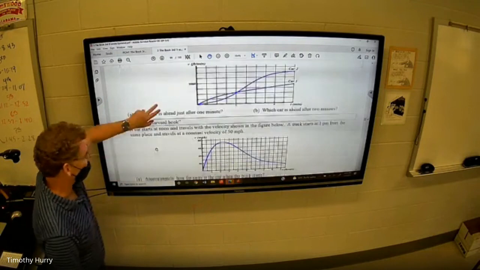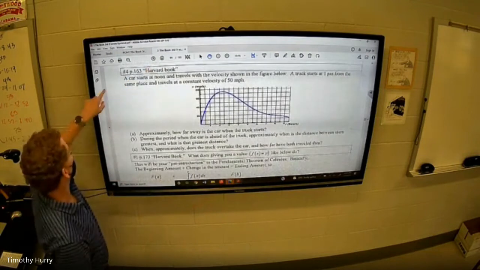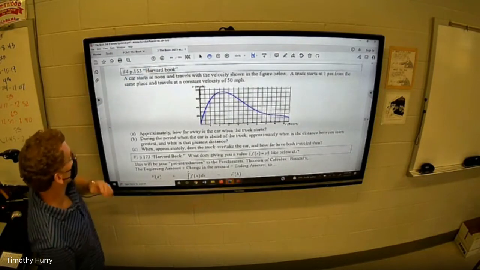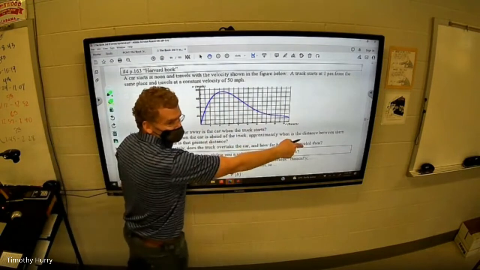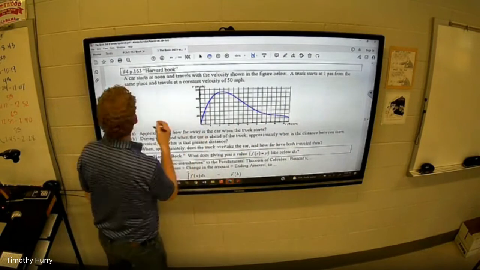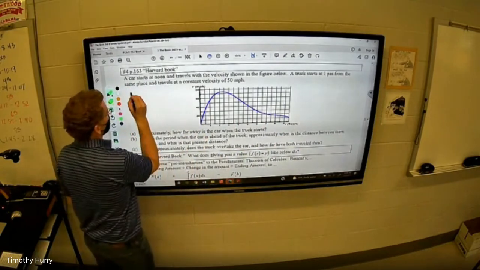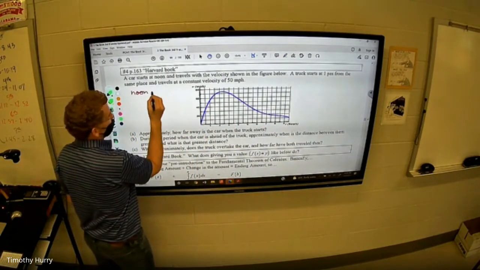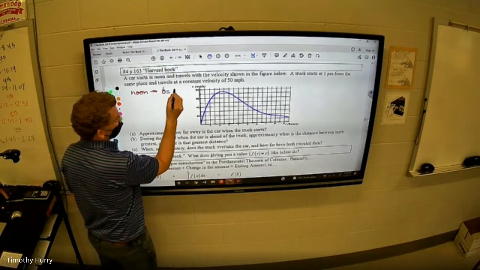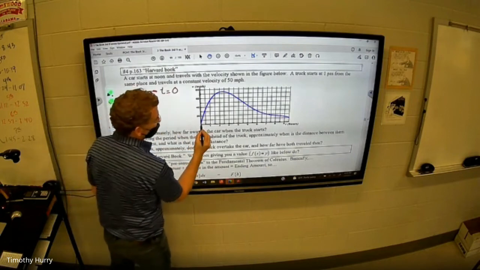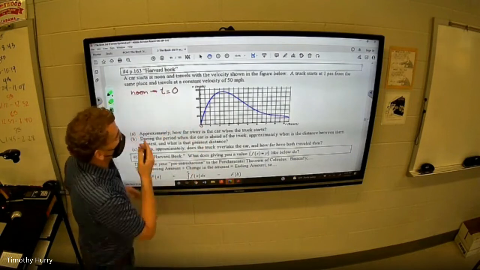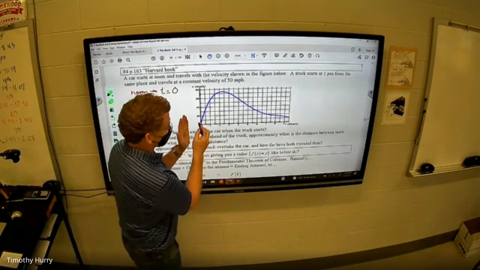All right, look down here. This one's a little trickier. This one says a car starts at noon and travels with this velocity. Okay, so here's noon. Time 0 represents noon. So noon is represented by t equals 0 on this function right here. T equals 0. So this is noon right there. All right, he starts traveling. So you can clearly see that and this is in hours.